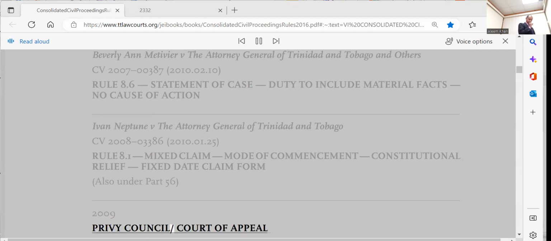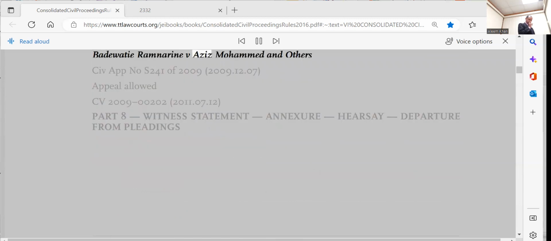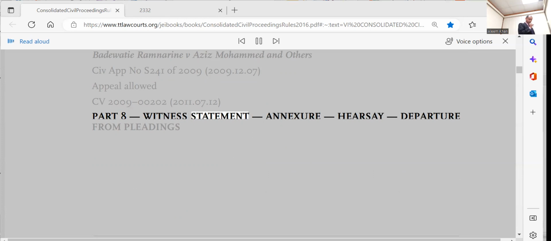2009 Privy Council/Court of Appeal. Baidwadi Ramnarine v. Aziz Muhammad and others, Civ App No S241 of 2009, December 7, 2009. Appeal allowed. CV 2009-00202, July 12, 2011, Part 8, Witness Statement, Annexure, Hearsay, Departure from Pleadings.